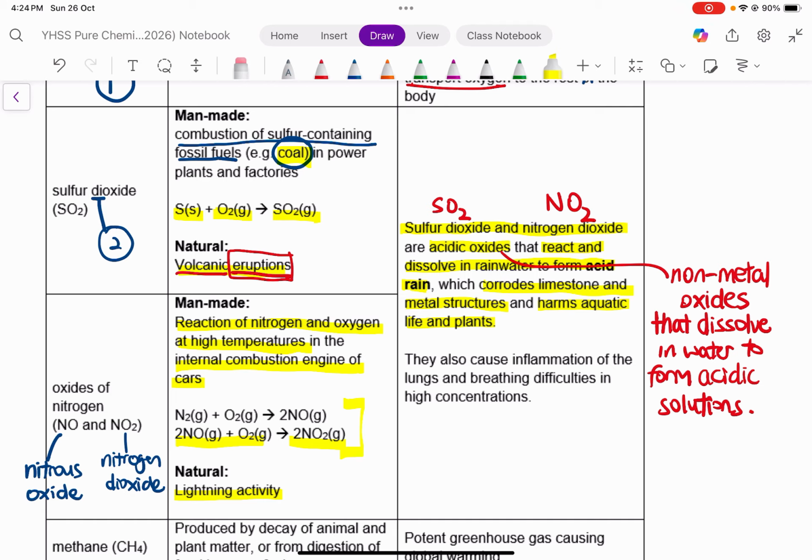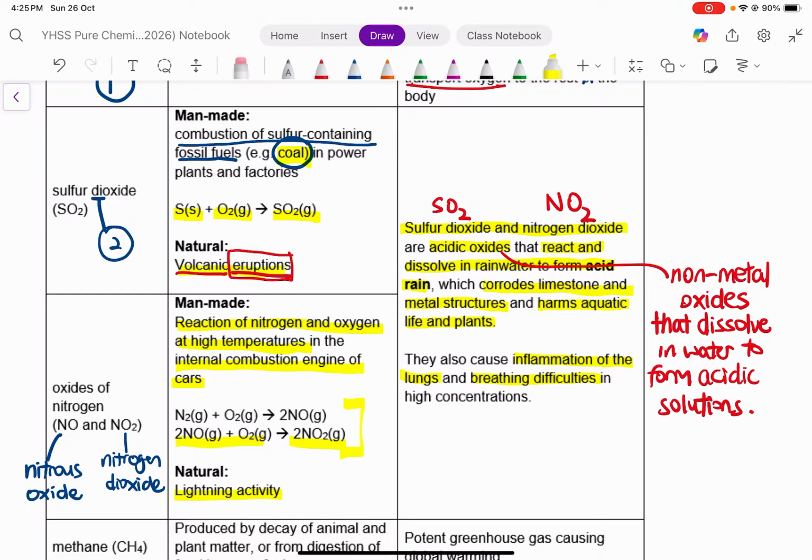Besides that, because sulfur dioxide and nitrogen dioxide are acidic oxides, they can also cause inflammation of the airways, in particular the lungs, and breathing difficulties if they are inhaled. This is because the lungs are full of moisture, right? Most of you have learned in pure bio. The lungs have a film of moisture on their surface. So imagine if these acidic oxides enter the lungs, they will dissolve in the moisture to produce acidic solutions, which will cause inflammation, irritation, and breathing difficulties. Alright, so these are the main harmful effects of sulfur dioxide and nitrogen dioxide.